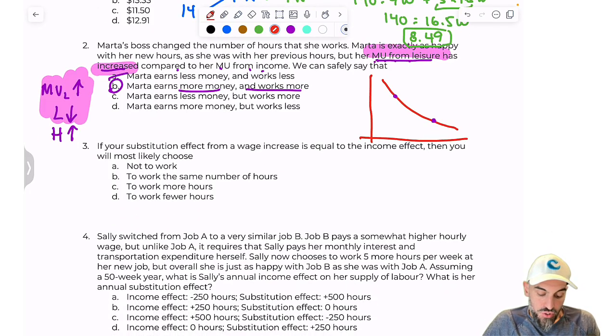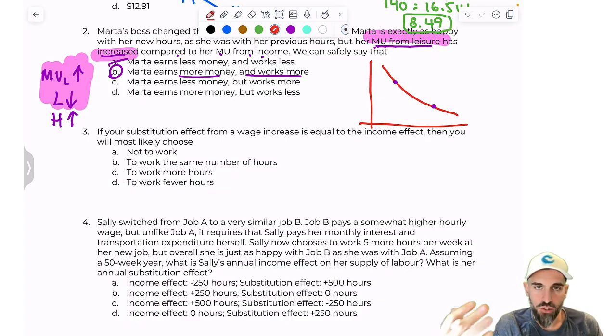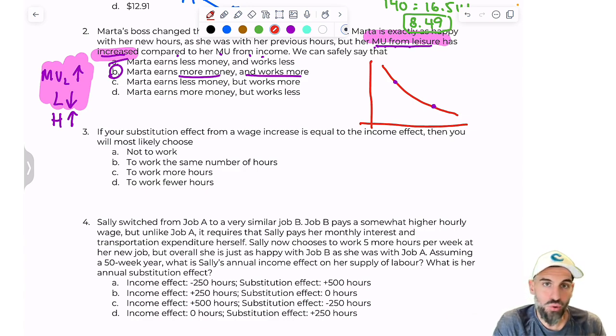If your substitution effect from a wage increase is equal to the income effect, we talked about this at the beginning of the chapter. The substitution and the income effect kind of offset each other, and one dominates the other, and that's how we determine whether you're going to work more or less. But if they're equal to each other, it means they cancel each other out, and you actually don't work more or less. You work as much as before.